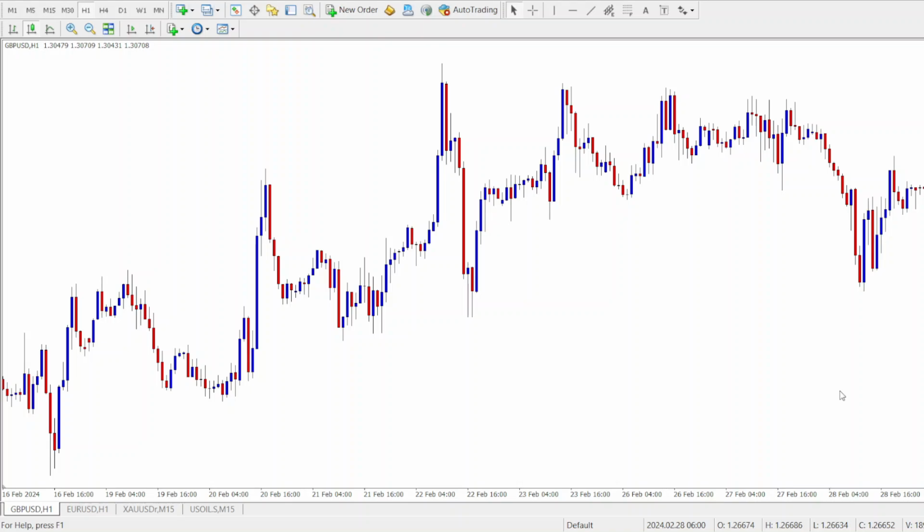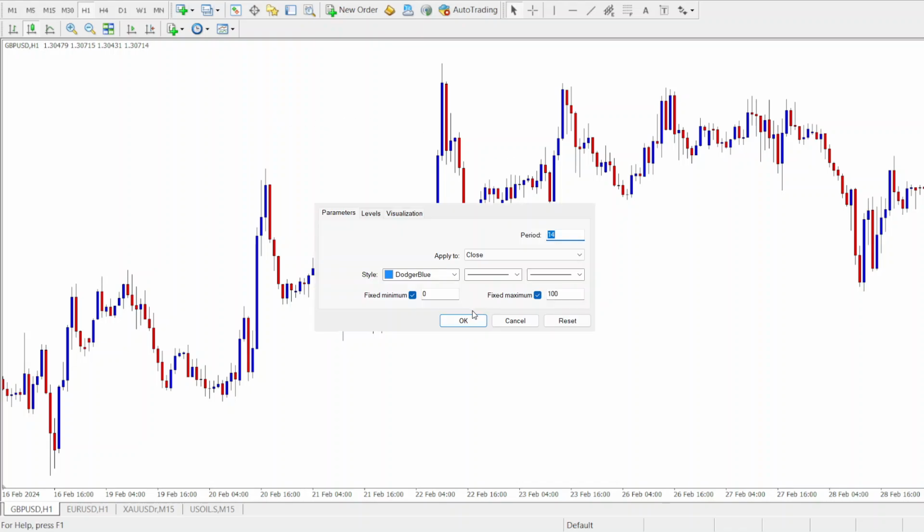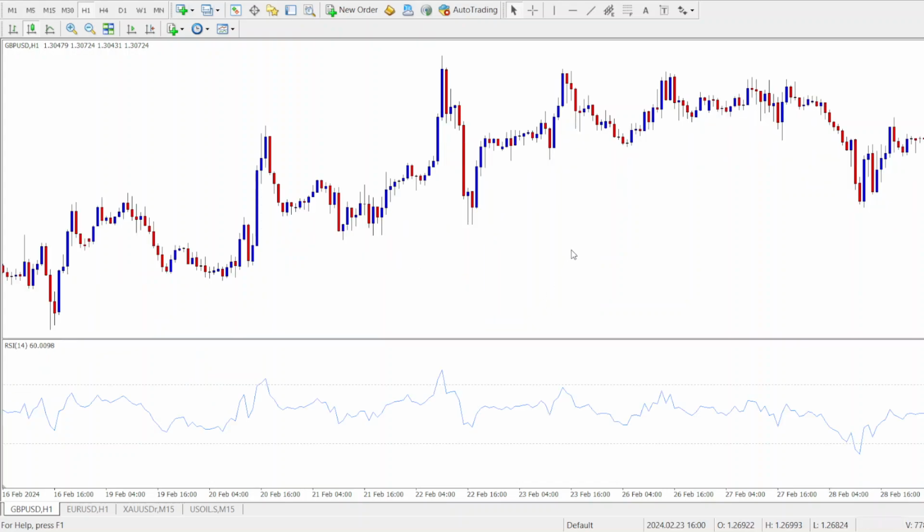Now we're just going to be adding the RSI to our chart. As we can see here, you go to indicators, oscillators, and relative strength index. You can just use the default settings, which is the 14 setting. That means it calculates the average of the last 14 periods to determine the strength or weakness of the market.